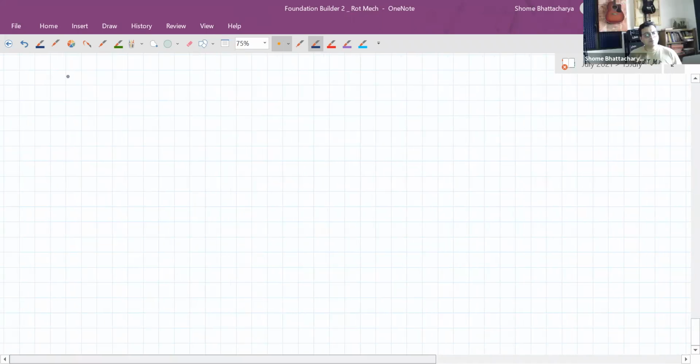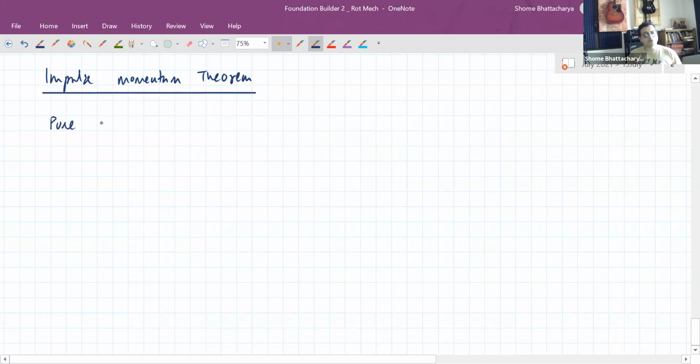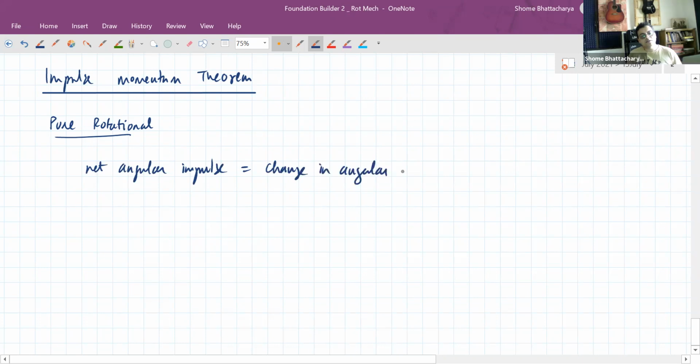Now the impulse momentum theorem. Again, you can see that when we explain this theorem for pure rotation, it is just like you have taken the theorem for pure translation and converted it to a rotational equation by changing the parameters to their rotational versions. So in pure rotation, the net angular impulse equals the change in angular momentum, and both are with respect to the fixed axis of rotation.